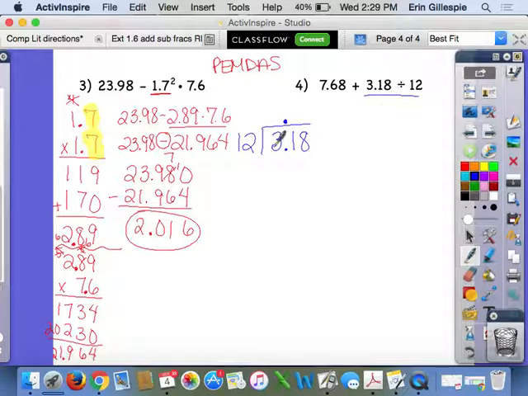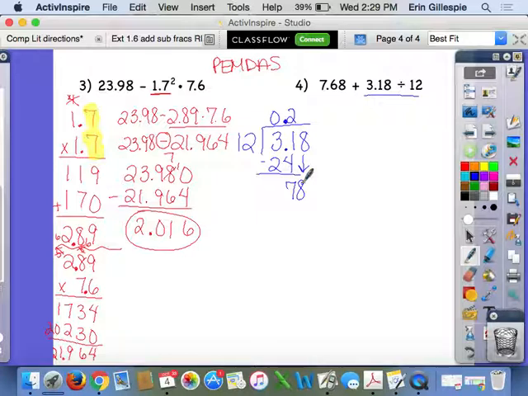So does 12 go into 3? No. So I'm going to put a 0 there. So I know this is going to be 0 point something. Does 12 go into 31? I now treat this as if that decimal isn't there. So I'm thinking of this as 31, not 3.1. Well, yeah, 12 does go into 31. How many times? 2 times. 2 times 12 is 24. 31 minus 24 is 7. I bring down a number, 78.